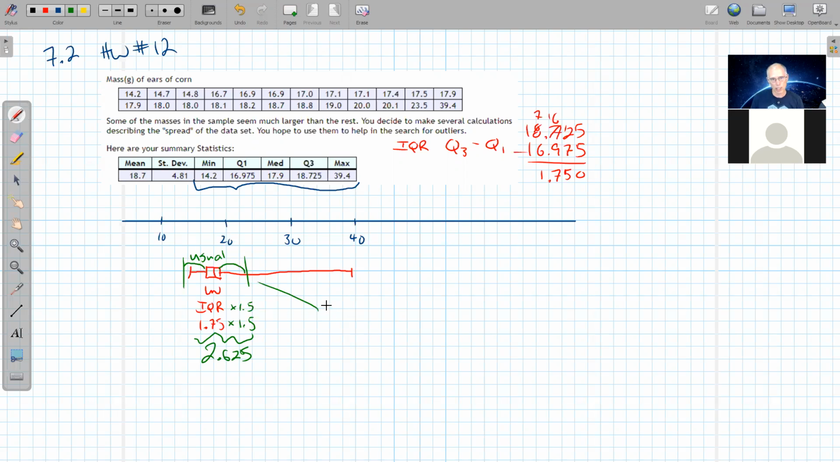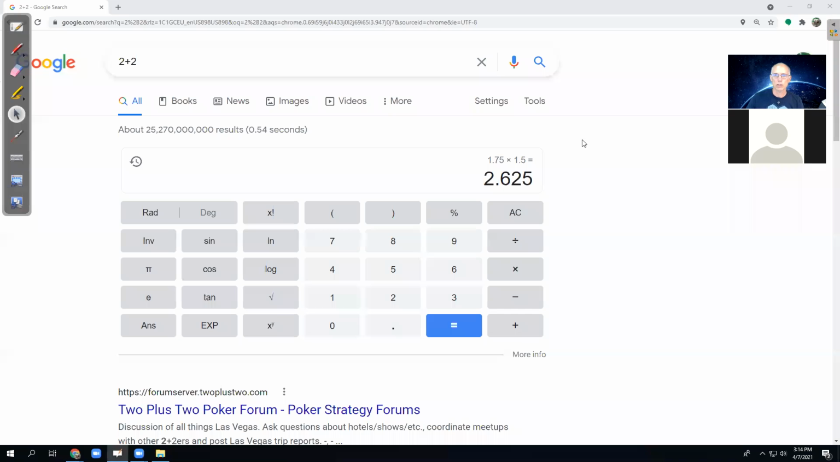So this number on the right is going to be whatever Q3 was, plus that 1.5 times the IQR. And this number on the left is going to be whatever Q1 was, but we look to the left, so minus 1.5 times the IQR. And this right here is that 1.5 times that, 2.625. Easy thing to do is add on our 18.725. So that gives me 20.9 on the right.